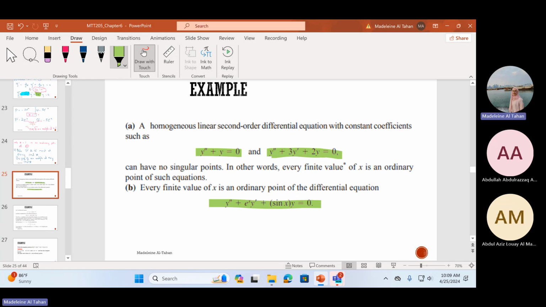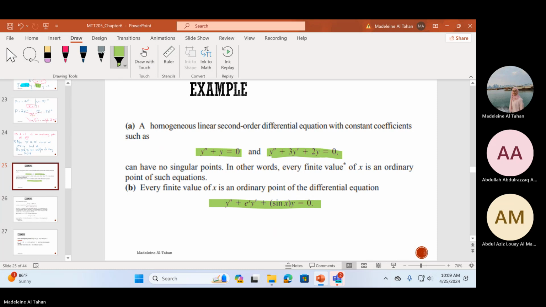Any questions? Polynomials, do we have problems in that? Constant functions are a special case of polynomials. So constant functions, do we have problems in that? Constants like 3 or 2. Okay, miss? Okay.